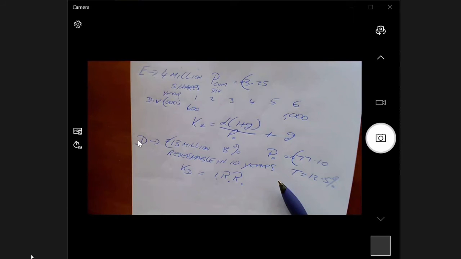And then I have a debenture issue, 13 million borrowed, 8% coupon, trading at 77.10. That's ex interest. Redeemable in 10 years, which is a pity because it's a lot of hassle. And the tax rate 12.5%. Unfortunately, if you're dealing with a redeemable debenture, you have to work out an internal rate of return, IRR, their internal rate of return.